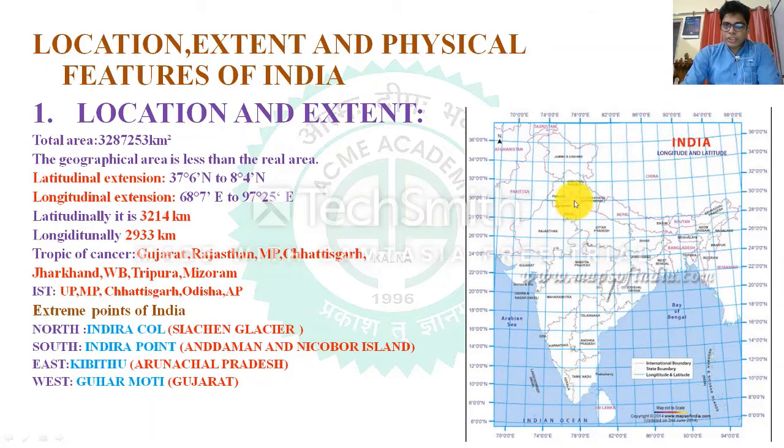So for both we mention north, N and N, because we remain in the north of the equator, or the northern hemisphere. Next, the longitudinal extension is 68 degree 7 minute east to 97 degree 25 minute east. This is our longitudinal extension, and there is a vast difference, more or less 29 to 30 degree.